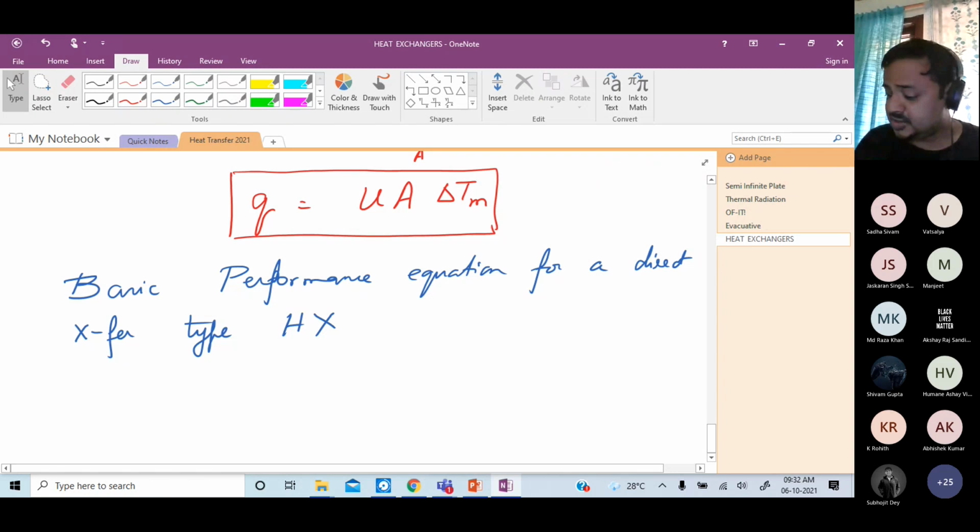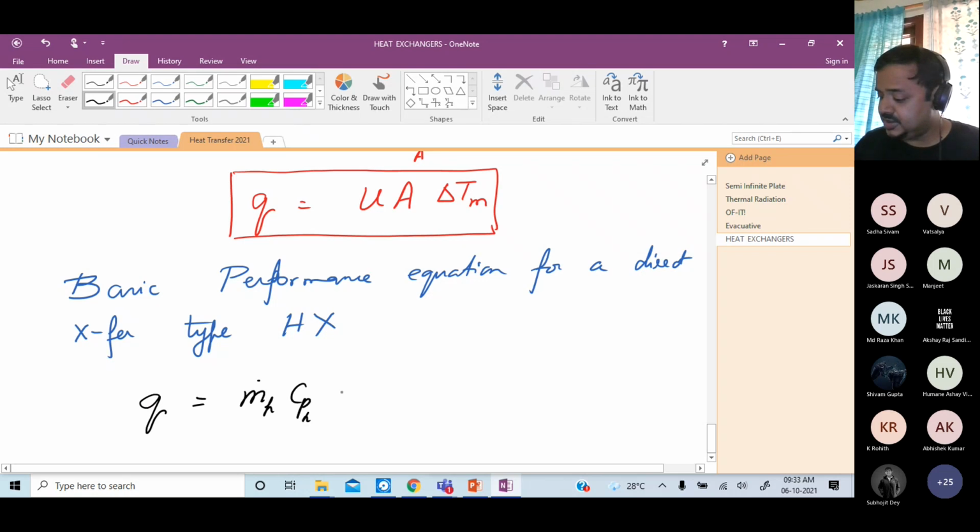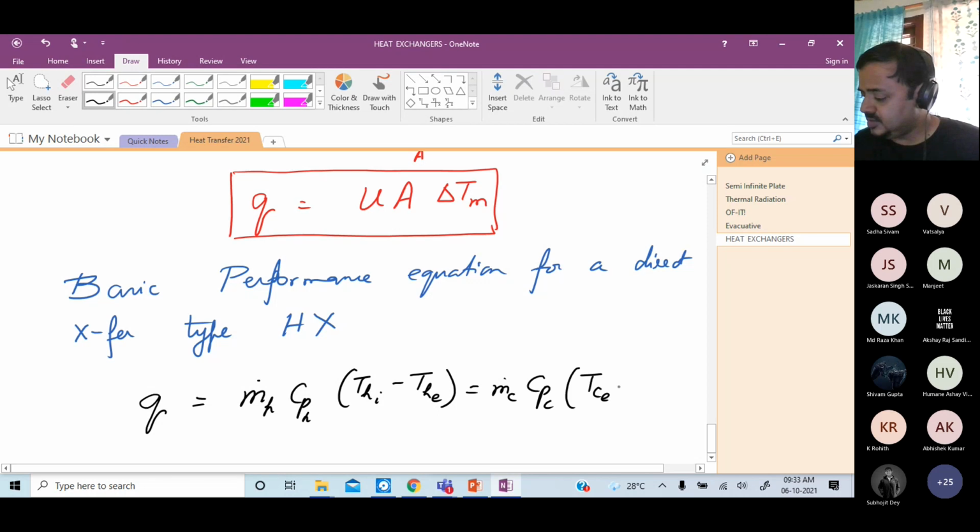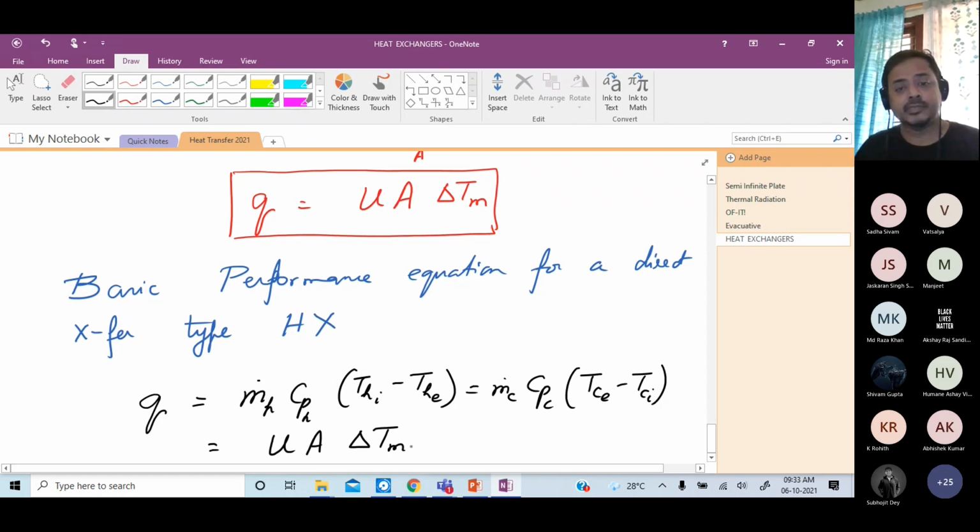So therefore, for my basic definitions, now I have three of them. Q is equal to m dot_h c_p,h times (T_h,i minus T_h,e), is equal to m dot_c c_p,c times (T_c,e minus T_c,i), is equal to U A delta T_m. They're all equivalent definitions of the total amount of heat that is transferred between the hot and cold fluids. Very important.